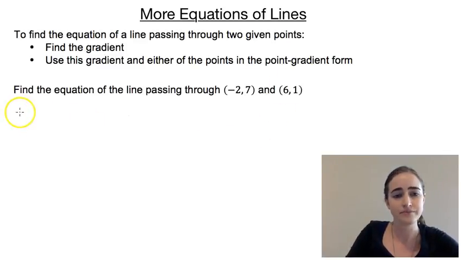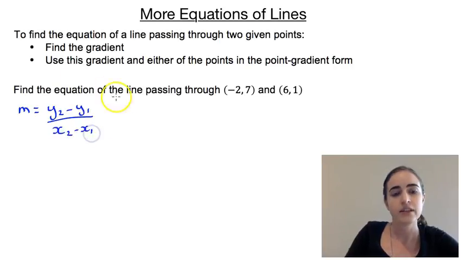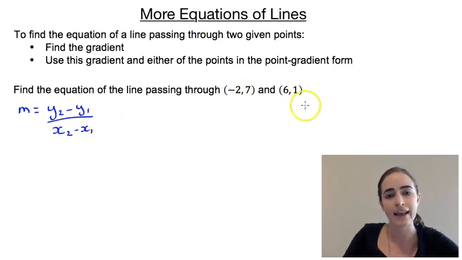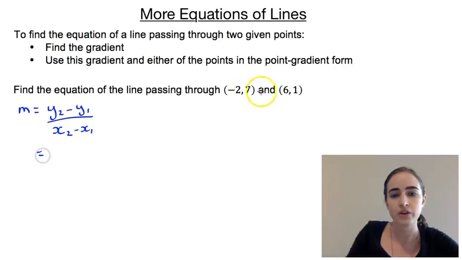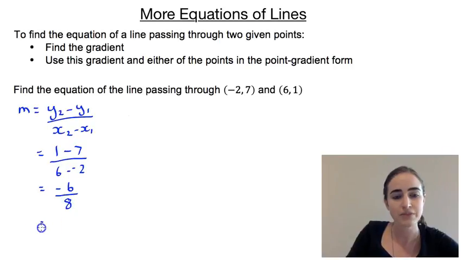So to find the gradient, we know that m is equal to y2 minus y1 over x2 minus x1. Now remember, it doesn't matter which ones you use as y1 and y2 and x2 and x1, as long as you're consistent. So if we go 1 minus 7, then we need to do it in the same order. So we'll have 6 minus minus 2. So 1 minus 7 would give us minus 6, and 6 minus minus 2 would give us 8. And if we simplify that down, that would give us minus 3 over 4. So our gradient is minus 3/4.